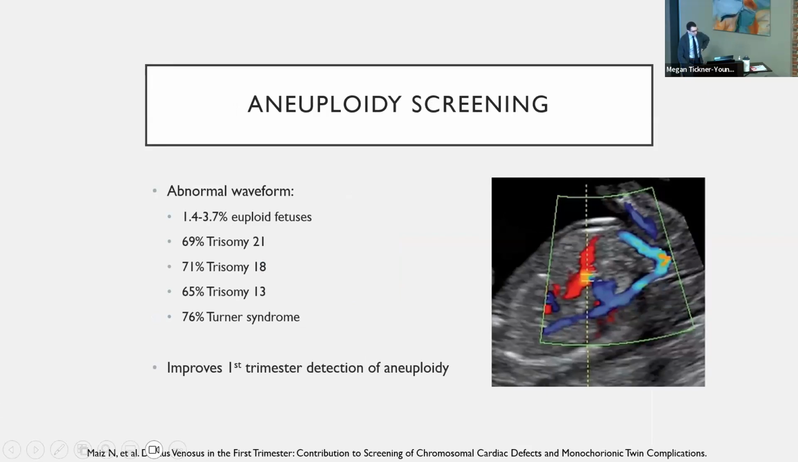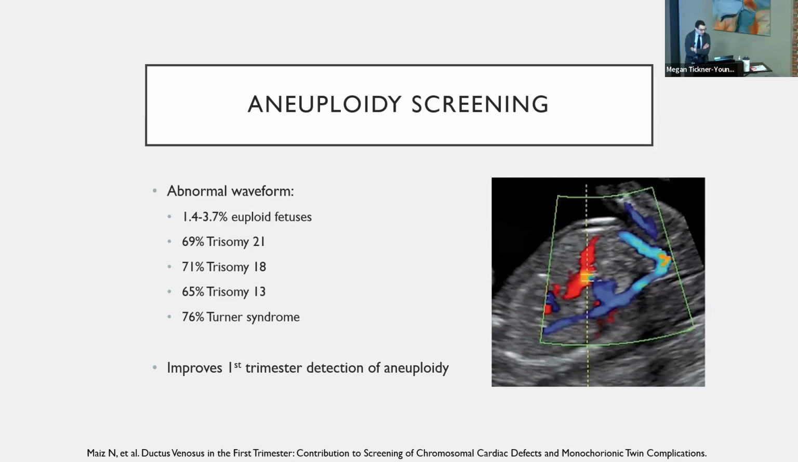All right. There have been multiple studies that have evaluated the use of the ductus venosus in the first trimester for detection of fetal aneuploidy and congenital heart defects, and with good results. But now that we live in a world of non-invasive prenatal screening, a first trimester ductus venosus has a little less utility in aneuploidy screening. An abnormal waveform in the ductus venosus is seen in anywhere from 1 to about 3.5% of euploid fetuses and anywhere from 65 to 76% of aneuploidies.